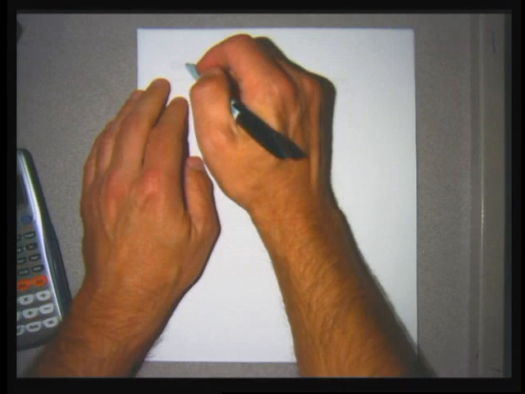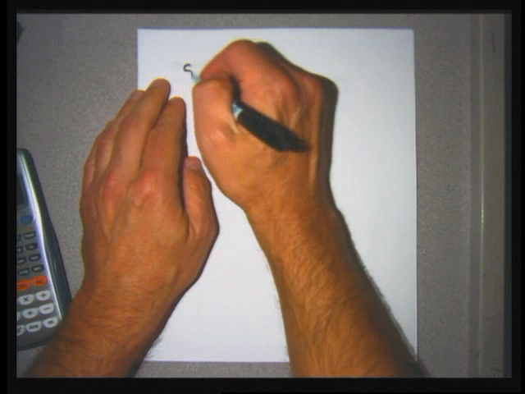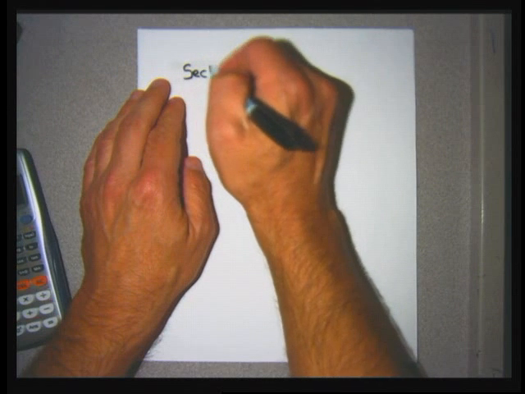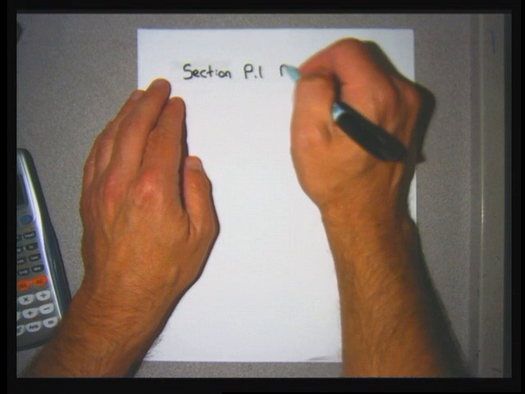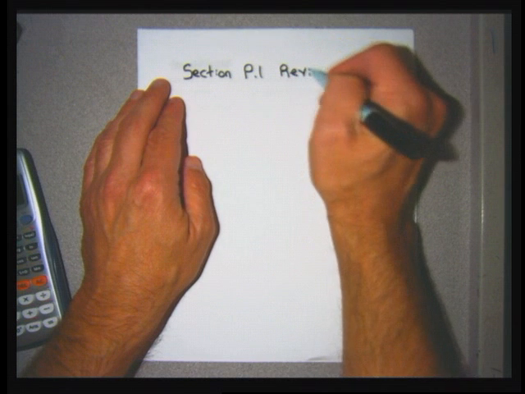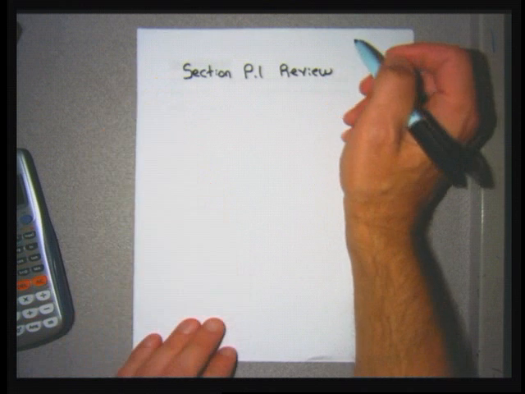All right, so before starting section P2, you have to have section P1 more or less perfected. In section P1, just for a few minute review, we had 3 rules of exponents.